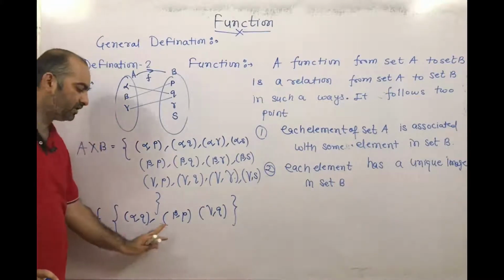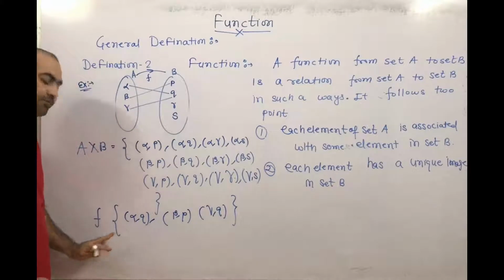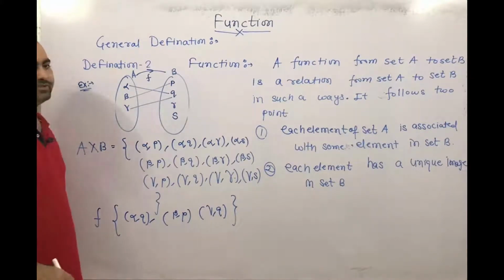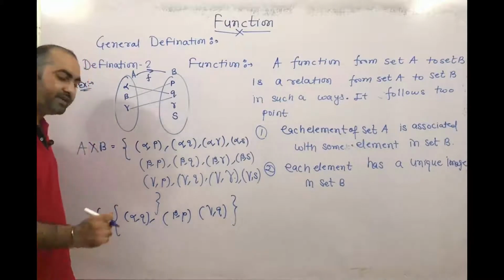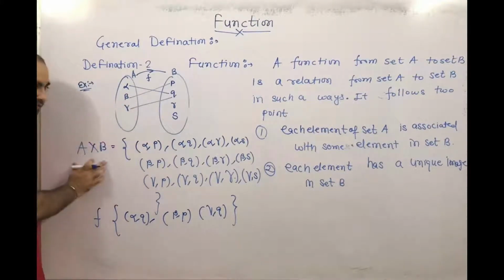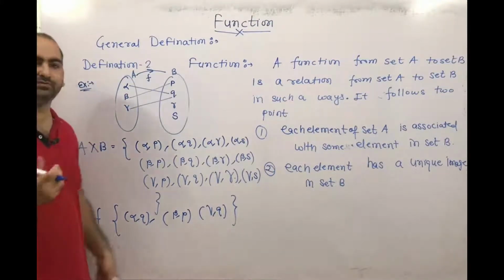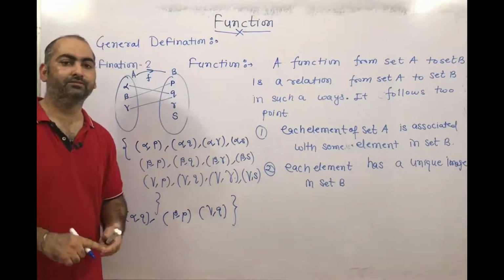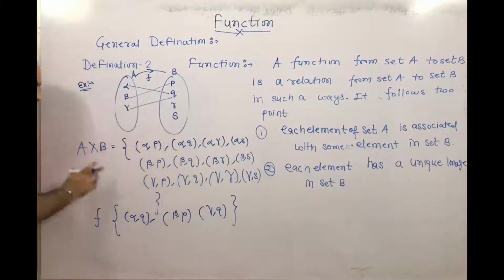How many ordered pairs will come? 1, 2, 3. So this is called a function. So the first thing you have to check: here we are saying that F is a subset of A cross B. Any relation is what? A subset of A cross B. So we can say that F is a relation. That means this should also be a subset of A cross B.